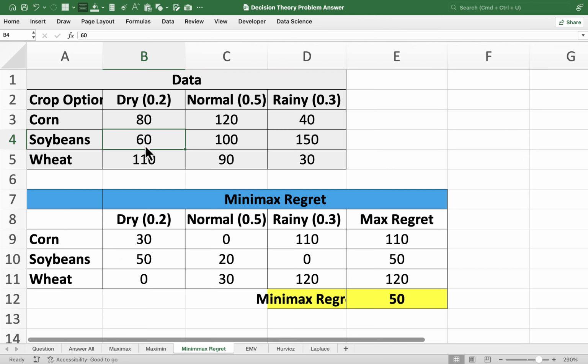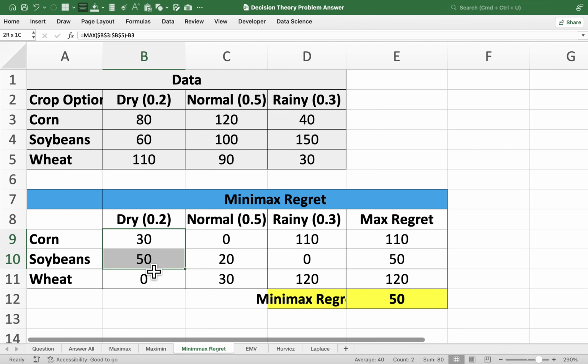The regret table is the one whereby in each column we find the highest value and then subtract each value from that highest value. In this column, the highest value is 110. So we will subtract all other values from 110. So 110 minus 80, that will be 30, which is the regret. 110 minus 60, that will be 50, which means if the farmer cultivates soybeans and the best possible outcome was wheat at 110, then that opportunity loss would be $50,000. And the last one would be 110 minus 110, that will be 0.